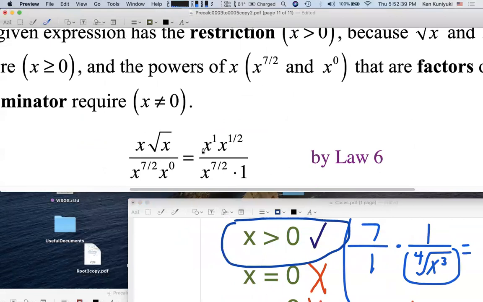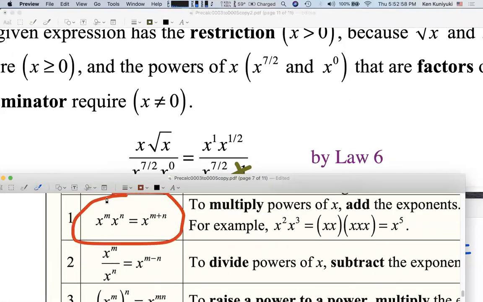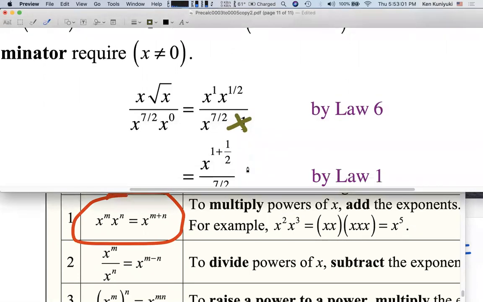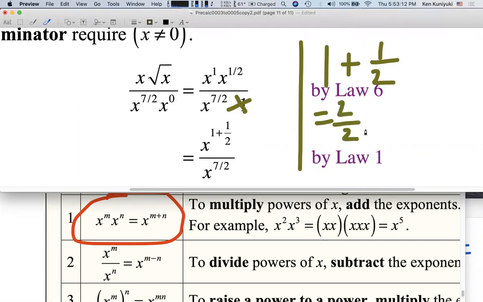Once again, x is x to the first. The square root of x is x to the 1/2. X to the 7/2 copies over. X to the 0 is 1. And we can ignore this at this point. Now, up here, how do you multiply powers of x? To multiply powers of x, you do what to the exponents? You add them. If you wish, you could do this work on the side. What is 1 plus 1/2? That's 2/2 plus 1/2, right? 1 is 2/2. 2/2 plus 1/2 is 3/2. So the exponent here is 3/2.